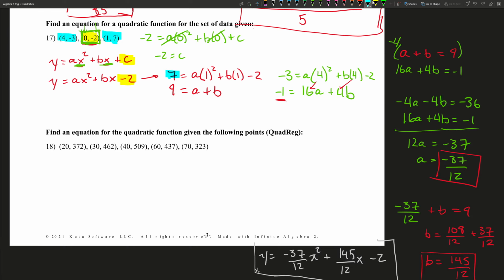So in this top case, 7 is going to be equal to a times 1 squared plus b times 1, and then minus 2. We plug in the other point. We get that negative 3 is going to be equal to a times 4 squared plus b times 4, and then minus 2 again. And then we're just simplifying, and we use both of those equations. We solve that system, and we get our answers.